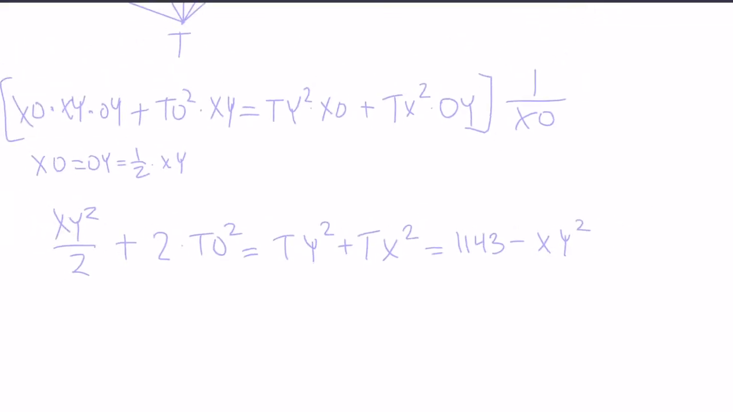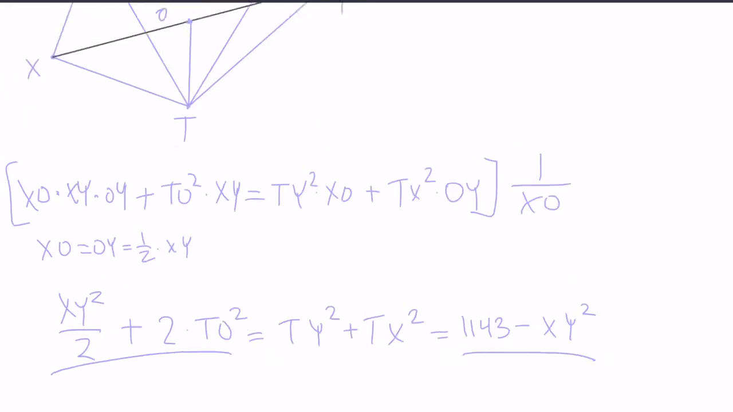And in fact, we can solve for this equation, because now we have one equation in terms of XY squared and TO squared. This is really useful to us because now our problem has pretty much reduced down into finding the length of this segment.